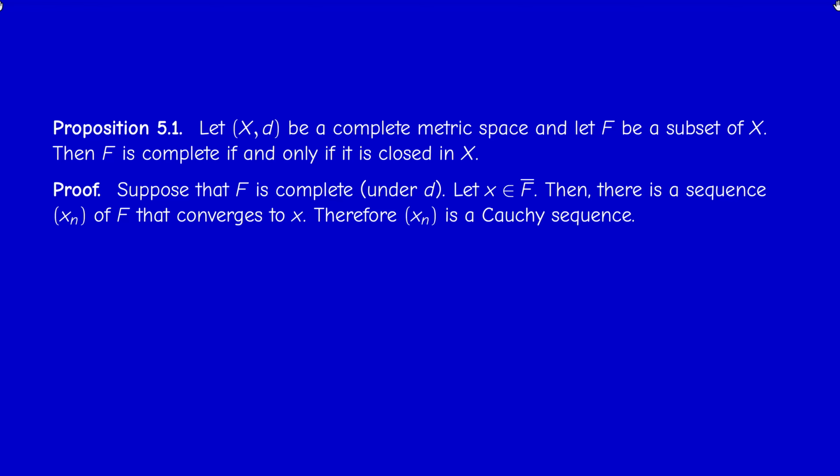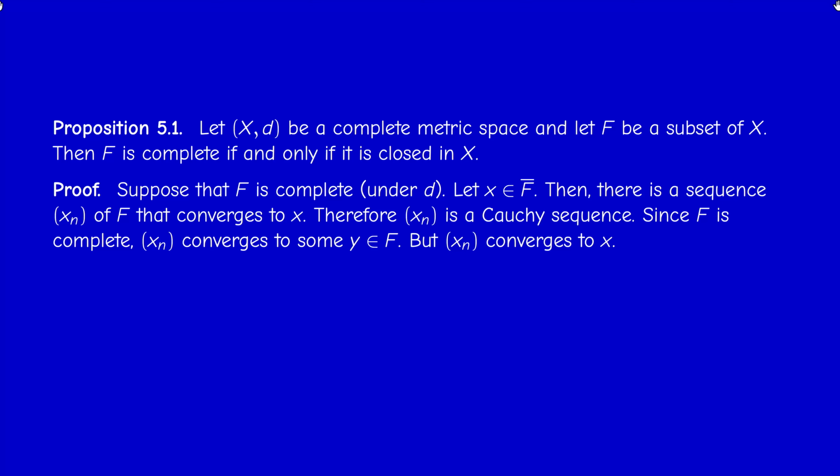to x. Therefore, in particular, xn is a Cauchy sequence in F, but F is complete. Therefore, the sequence converges to some element y in F. But the sequence converges to x by definition. So, by uniqueness of limits, x equals y, and therefore x is in F. This is half of the implication.